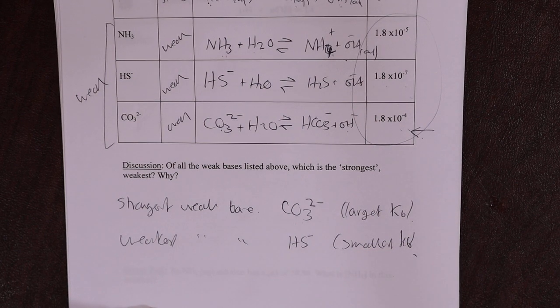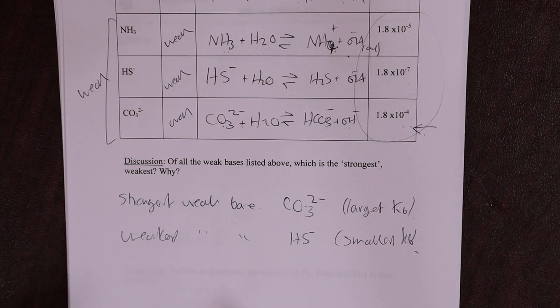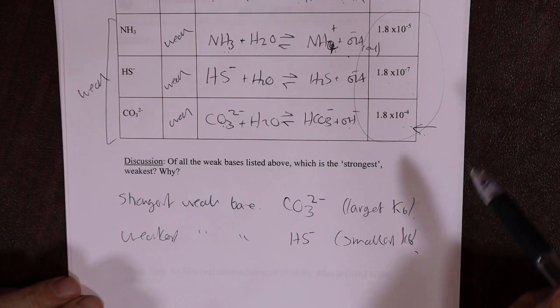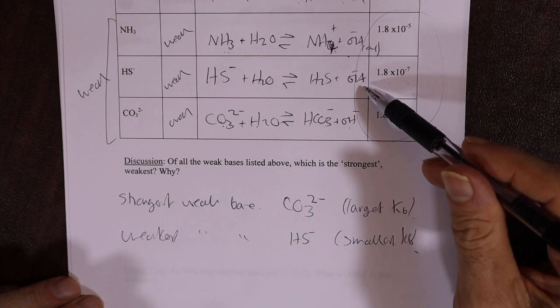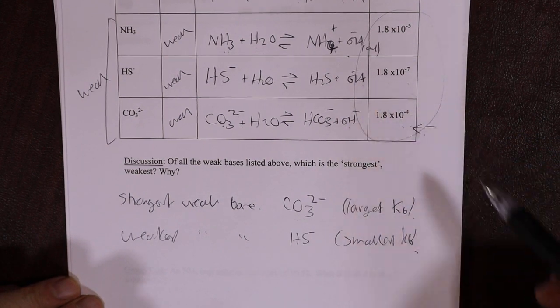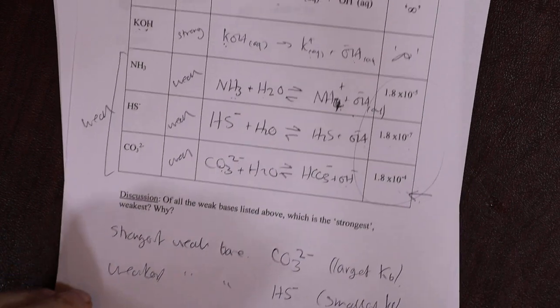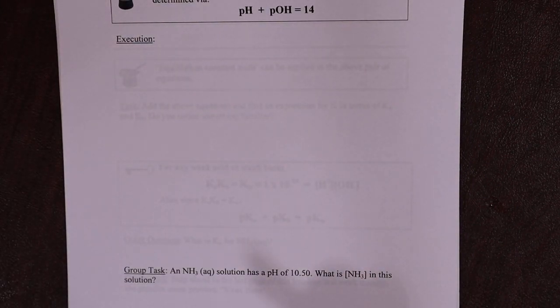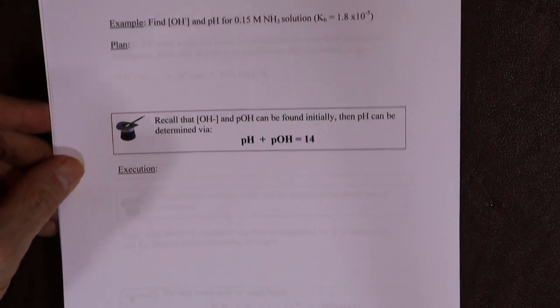Fair enough. Okay. Recall products over reactants. A small number means less products, a large number means more products. Okay. Next page, we'll get on to some questions.